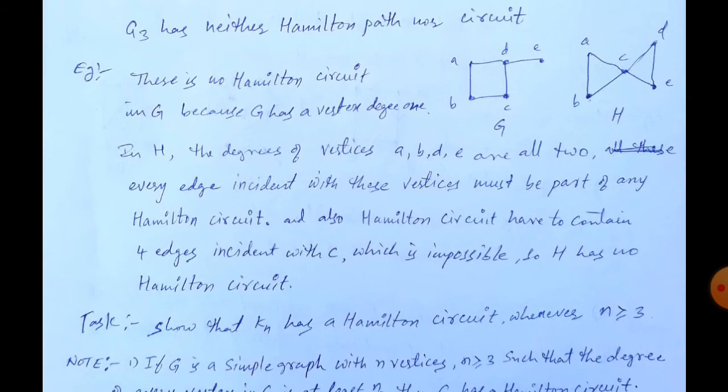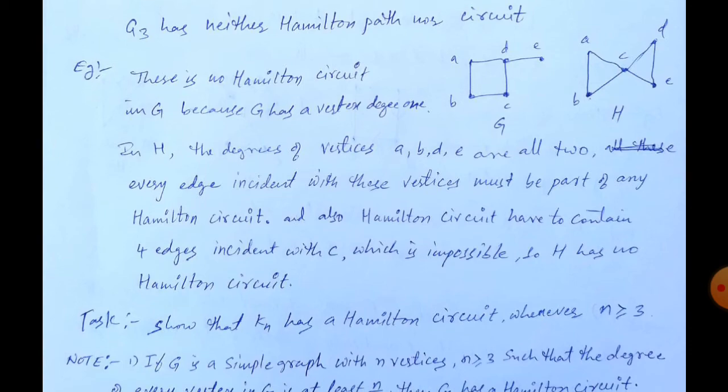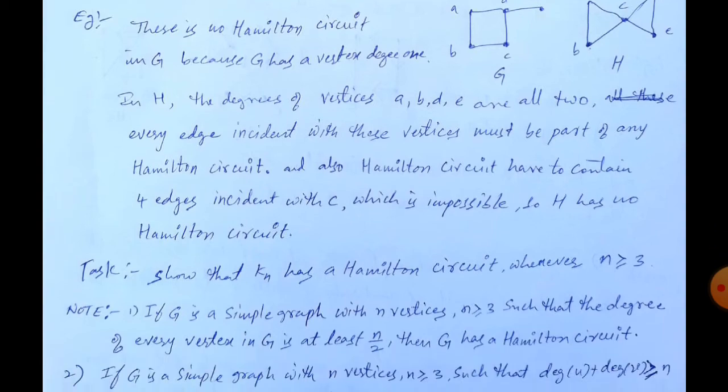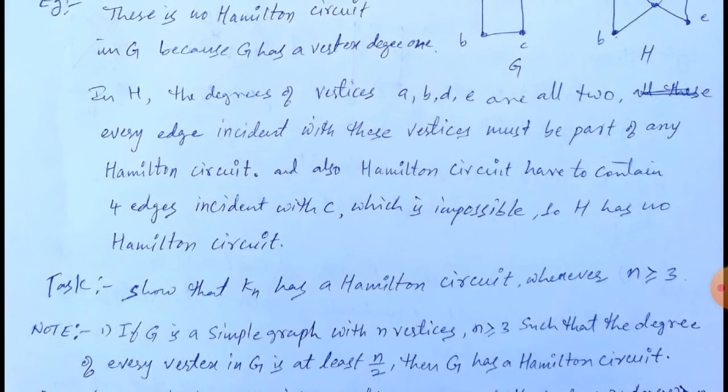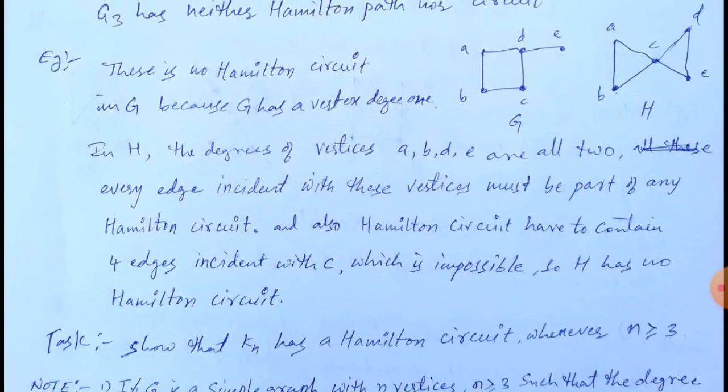Actually, how many edges are there for this graph in total? 1 2 3 4 5 6 only. How is it possible to include 8 edges? So the contradiction arises here. So that's why this cannot have a Hamiltonian circuit. Observe, of course, there is a vertex C and it has 4 edges also. At C 4 edges are there.